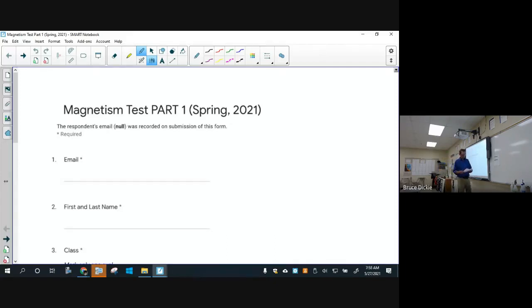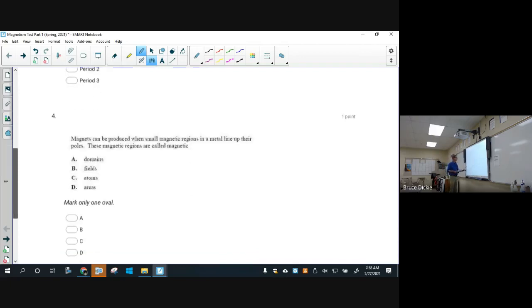We're going to part A of your unit test. Question number 1, or at least my question number 1, says magnets can be produced when small magnetic regions in a metal line up with their poles. These magnetic regions are called, this is the very first thing we did this unit, magnetic domains. The domain theory of magnetism: these tiny little regions inside these ferromagnetic materials, when they're lined up, we have a magnetic material rather than just a ferromagnetic material.